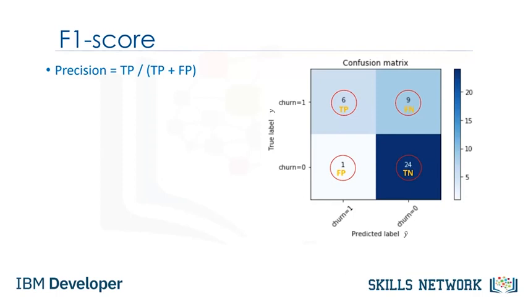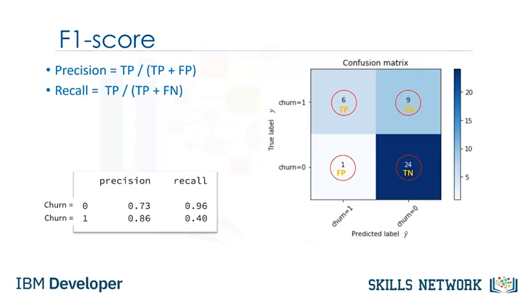Precision is a measure of the accuracy, provided that a class label has been predicted. It is defined by precision equals true positive divided by true positive plus false positive. And recall is the true positive rate. It is defined as recall equals true positive divided by true positive plus false negative. So, we can calculate the precision and recall of each class.